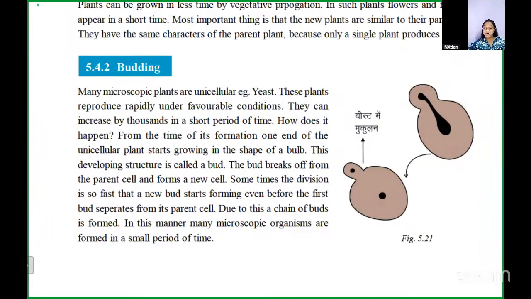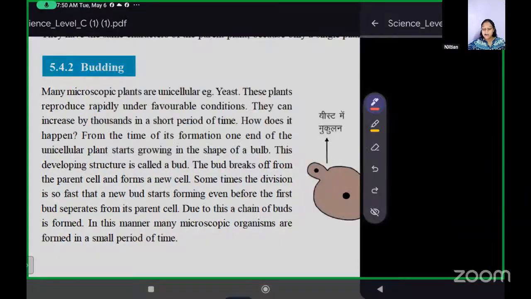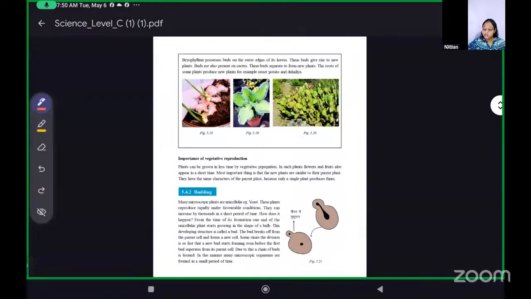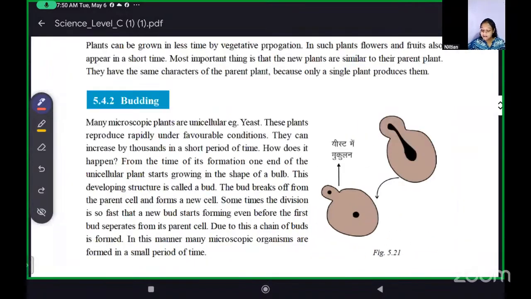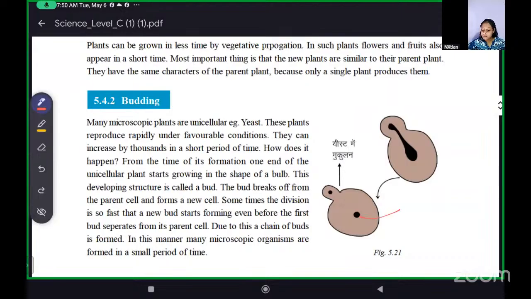Now, today, we will see another method through which asexual reproduction takes place in plants. It is called budding. A lot of microscopic plants, means very small plants, are unicellular, means they have only one cell. For example, yeast. These plants reproduce rapidly under favorable conditions. They can increase by thousands in a short period of time.